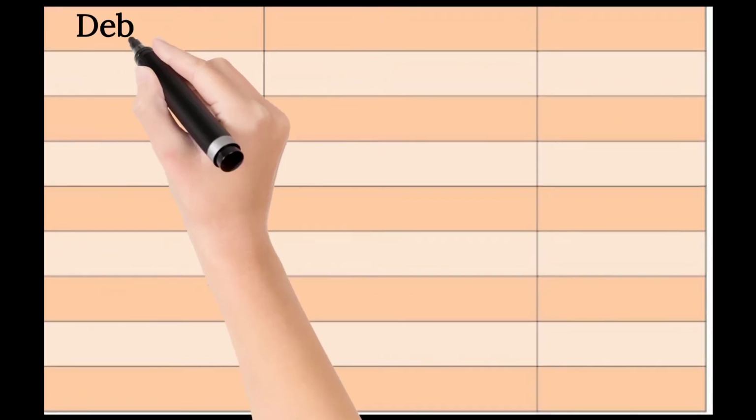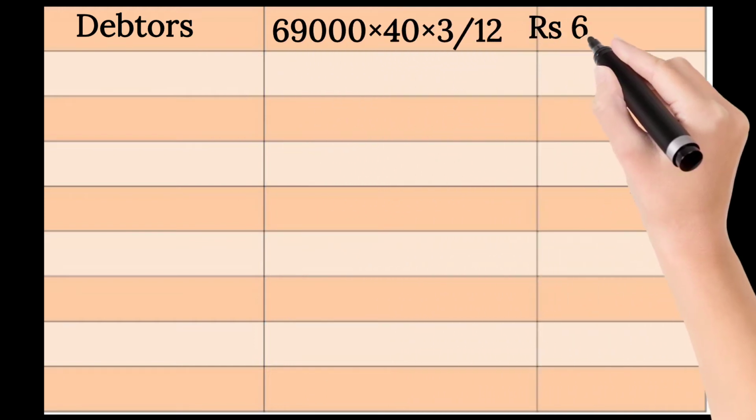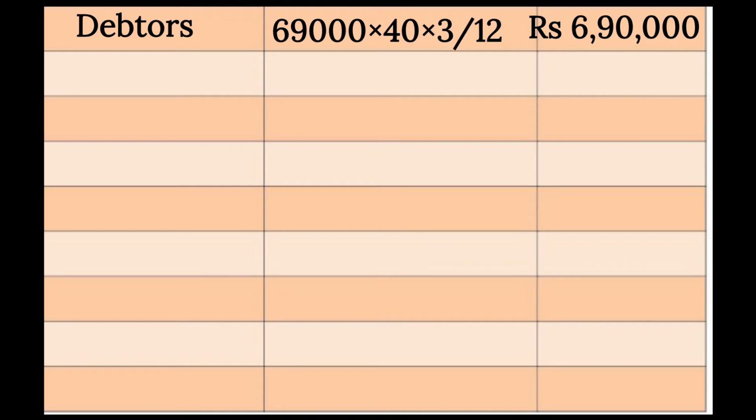And lastly, in the current assets we have debtors, that is receivables. For debtors, there was nothing given for sales, whether it is cash or credit, so we will assume that the total sales will be credit sales. So 69,000 into 40 into 3 divided by 12, which gives us rupees 6,90,000. Here this 40 is 38 plus 2 rupees of selling and distribution expenses. So 69,000 into 40 into 3 divided by 12 is rupees 6,90,000.